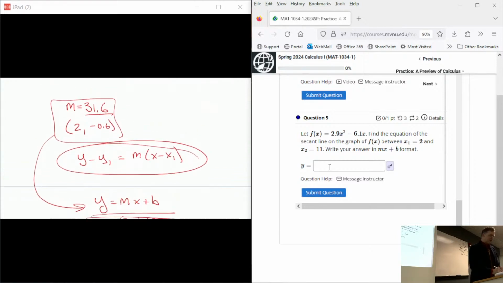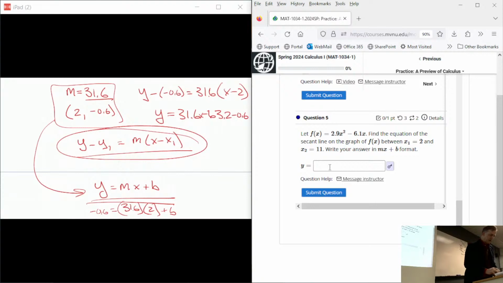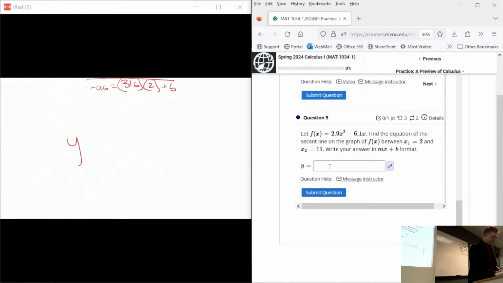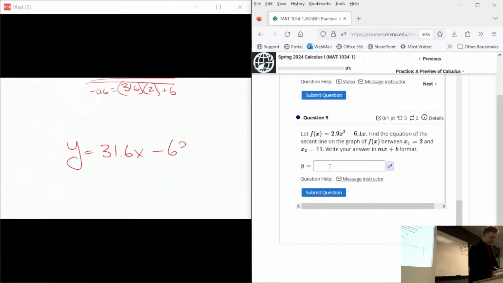But let me just go ahead and show you how easy it is to do it this way. I do y minus negative 0.6 is equal to 31.6 times (x minus 2). So that means that y is equal to 31.6x minus 63.2 minus 0.6. So I have to do a little bit of arithmetic. Sorry, this should be an x here. So then my final answer, and I know it's little, but I'm just going to have to scroll way up here. So my final answer is y equals 31.6x minus, give me a sec here, 63.2, so 63.8.